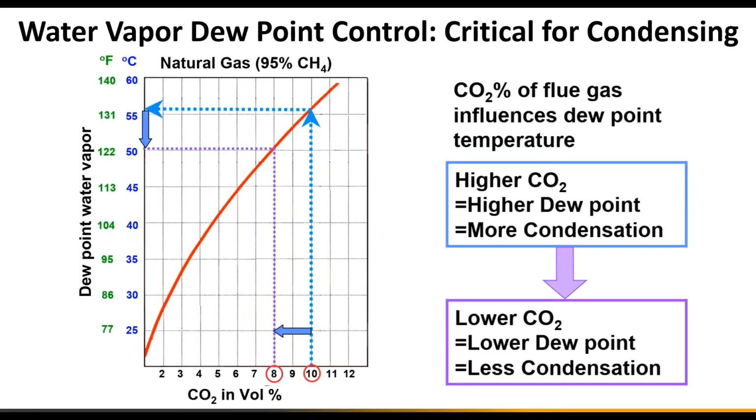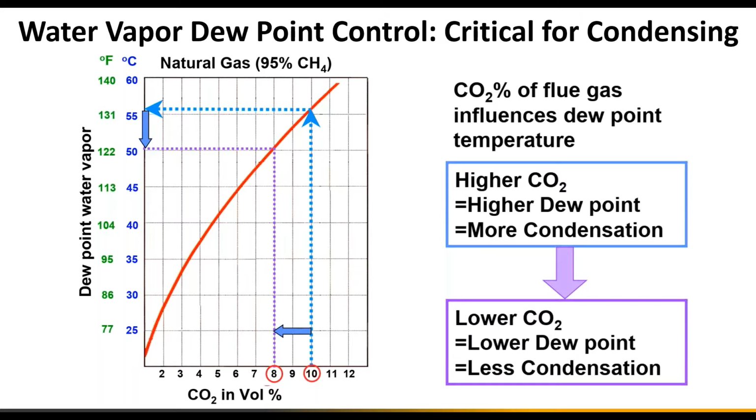Moving on to the next slide here, we see really what the effect of CO2 is on our dew point. Looking at the graph here, at 10% CO2, our dew point of the water vapor in the flue gas is about 131 degrees. That means at 131, that's when that water vapor will start to condense and turn into condensate. If we have our CO2 running at 8% rather, now our dew point actually drops to 122 degrees.